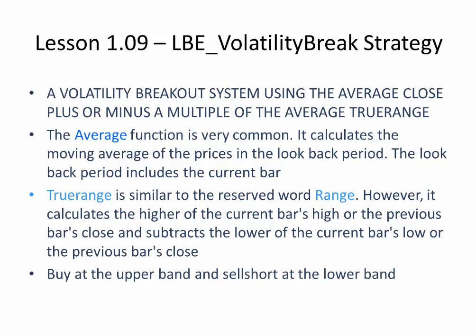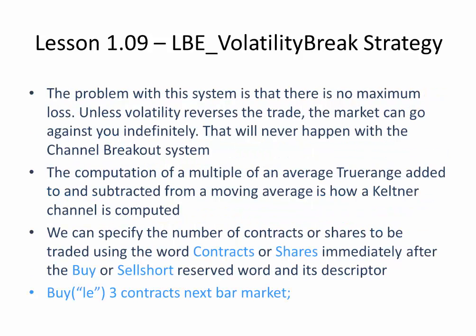In this strategy, we will be buying at the upper band and selling short at the lower band. The problem with this strategy is that there's no maximum loss, and unless volatility reverses the trade, the market can go against you indefinitely. That will never happen with the channel breakout system that we described in the prior tutorial. The computation of the multiple of the average true range added to and subtracted from a moving average is known as the Keltner channel. That's how it is computed.